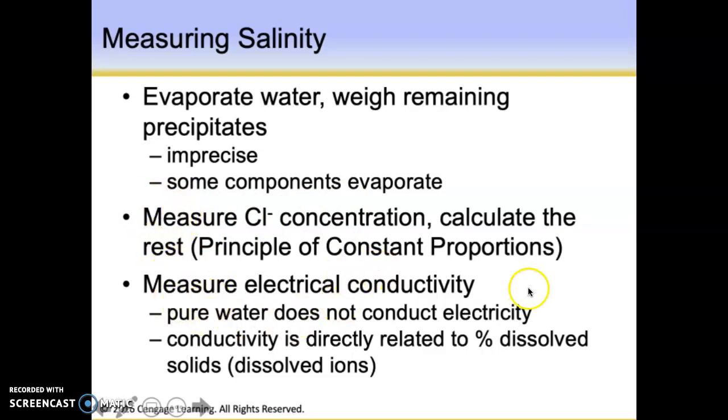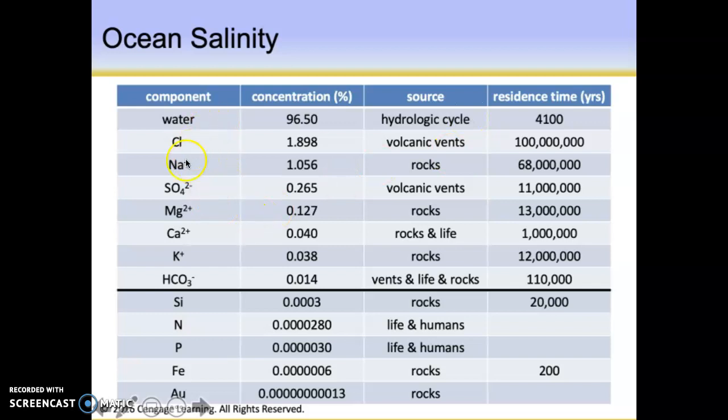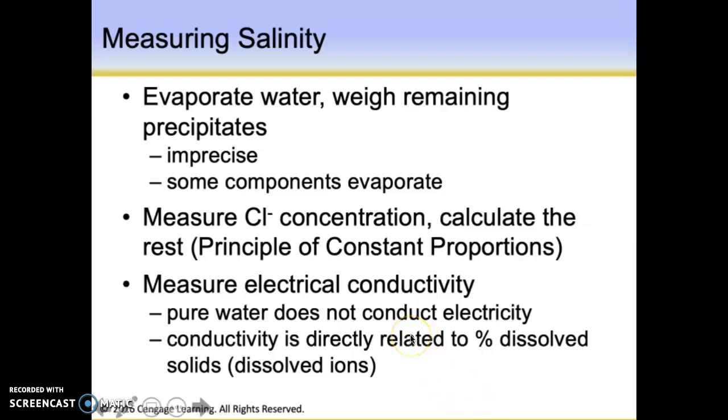The easy way to do it, and to do this out in the field, is to just measure the electrical conductivity of the water. You'll notice that these are ions. They have positive and negative charges. So their presence is what makes or allows water to conduct electricity. Pure water does not conduct electricity, and the more dissolved ions you add, the greater the conductivity will be. And so because of that relationship, you can measure the salinity of the ocean using the conductivity of the water sample.